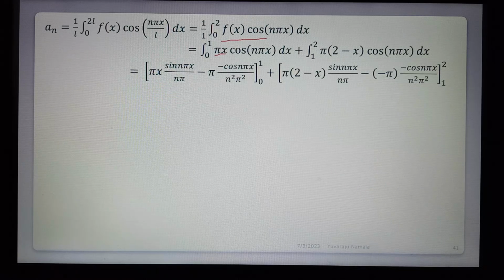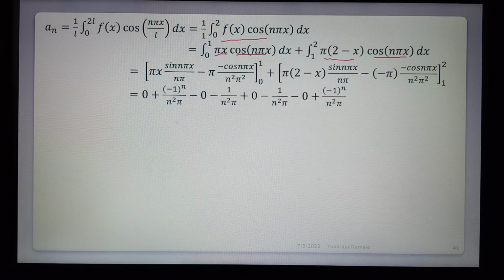By parts method, this is u, this is v. 5x into the integration of cos, that is sin nπx by nπ, minus the derivative of 5x, that is 5, into the integration of sin, that is minus cos nπx by n square π square, from the limits 0 to 1, plus this is also u into v: 5 into (2 minus x) into the integration of cos, that is sin nπx by nπ, minus the derivative of 5 into (2 minus x), that is minus 5, into the integration of sin, that is minus cos nπx by n square π square, from the limits 1 to 2.